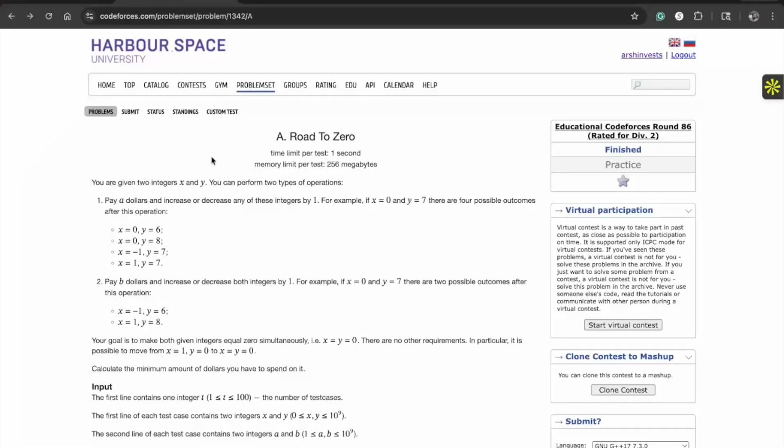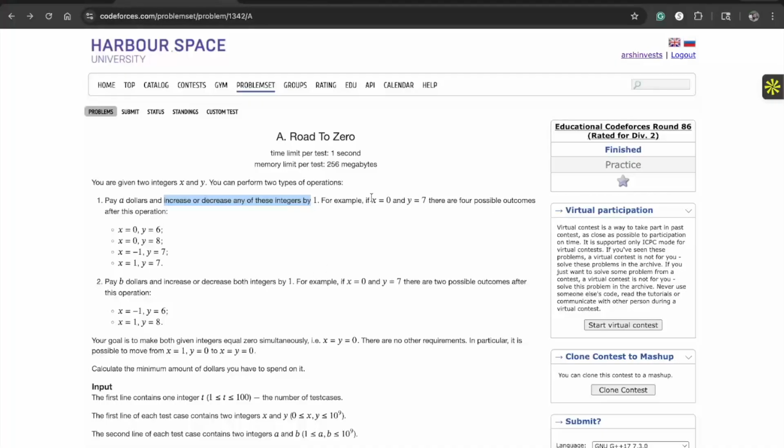Hello everyone, let's talk about this question. It's called Road to Zero. We're given two integers x and y and we can perform two operations on them. One is that we can pay a dollars and either increase or decrease any of the integers by 1.